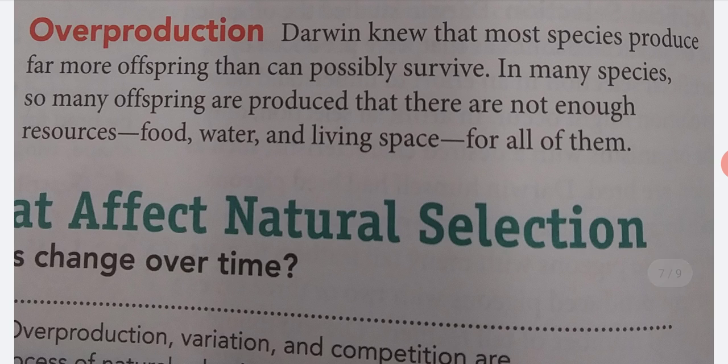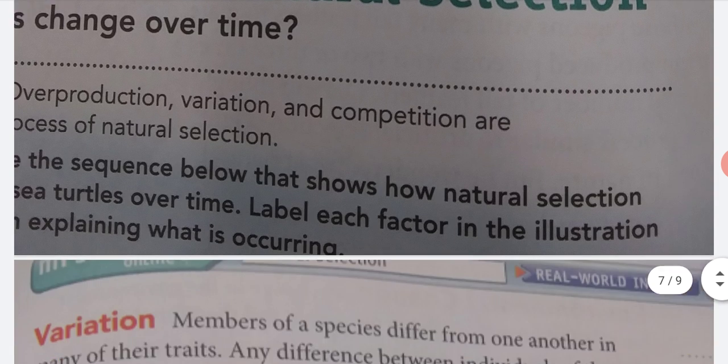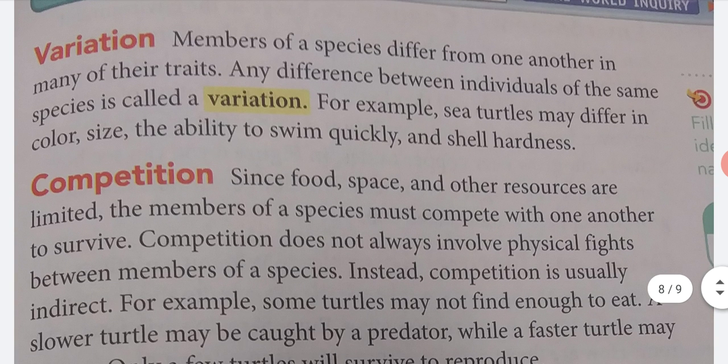Overproduction. Darwin knew that most species produce far more offspring than can possibly survive. In many species, so many offspring are produced that there are not enough resources, food, water, and living space for all of them. Variation. Members of a species differ from one another in many of their traits. Any difference between individuals of the same species is called variation. For example, sea turtles may differ in color, size, the ability to swim quickly, and shell hardness.